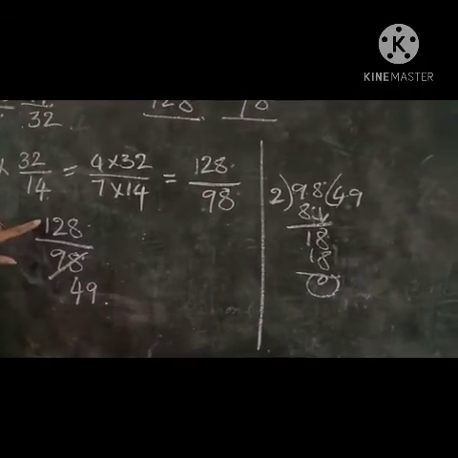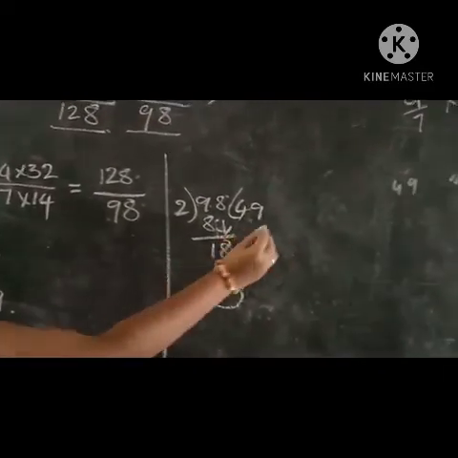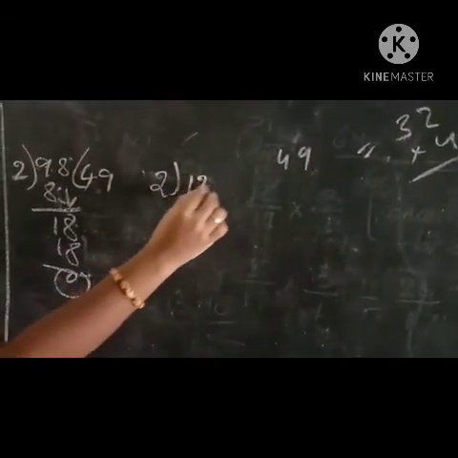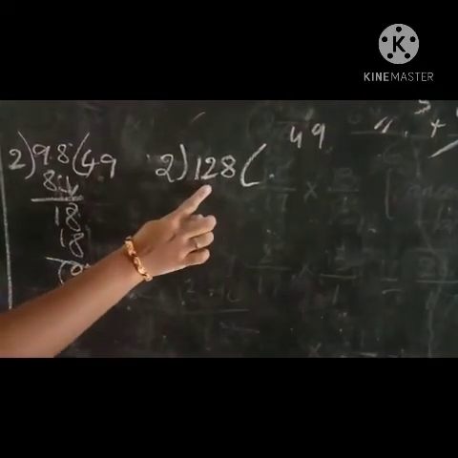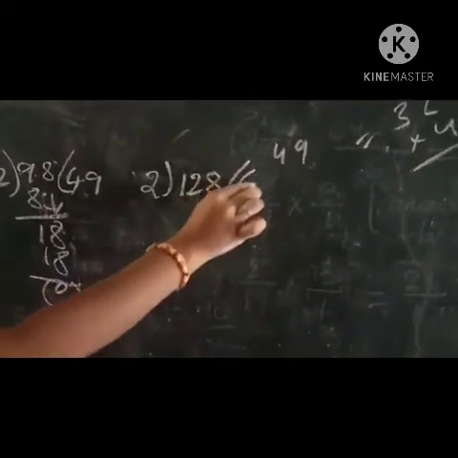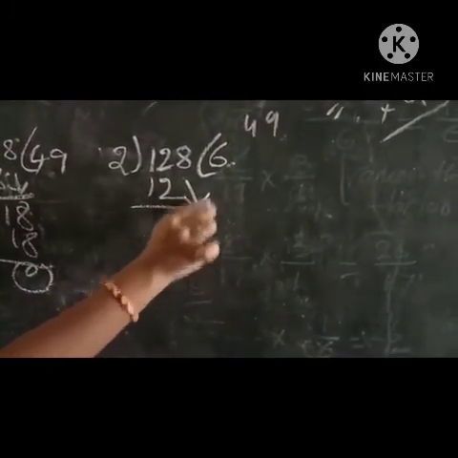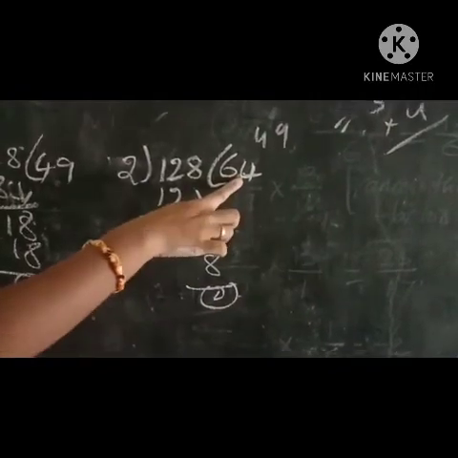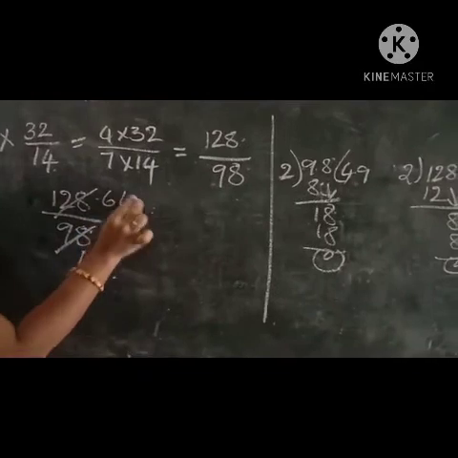Next, what is the next number? 128. Do here. In 2 table, 12 is there or not there? Yes, how many times? 6 times. 6 2s are 12. 8 comes down. 4 2s are 8. So what is the quotient here? 64. Cancel 128 and write the 64.